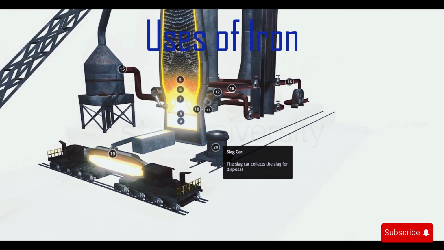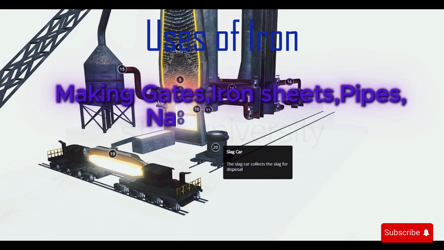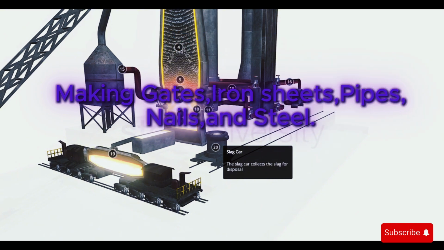Iron is used to make gates, drainage pipes, engine blocks, iron boxes, iron sheets, and bridges, among other uses. Iron is also used to make steel.